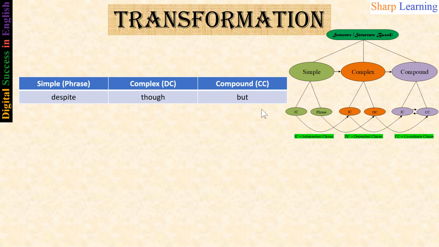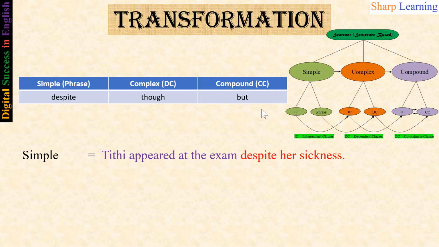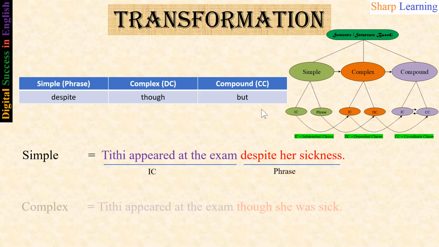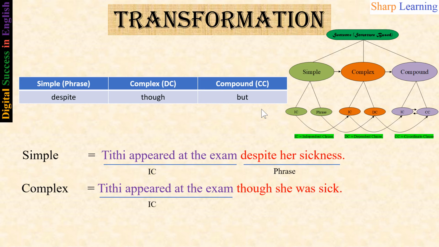Okay, go forward. Tithi appeared at the examination despite her sickness. See here, Tithi appeared at the examination, definitely it is an IC, despite her sickness. Despite means in spite of. So despite her sickness, it is a phrase. So how can you make it complex? Nothing. IC will remain IC and the phrase will be DC. Then it will be a complex sentence. See here the example, IC has been IC and this phrase has been a DC.